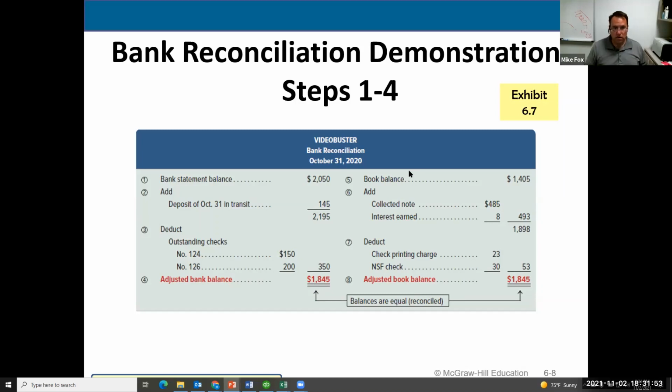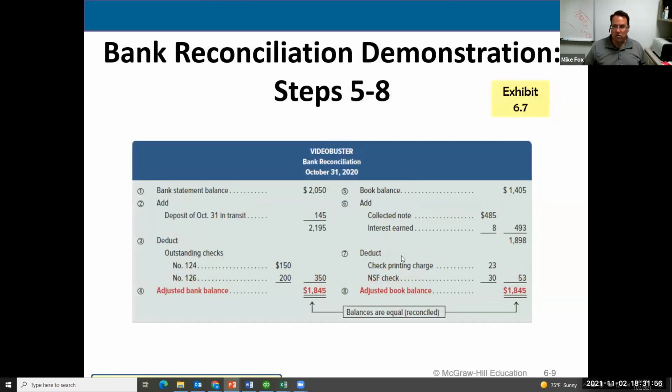Then the next step is to look at your book balance. Again, that's what it says in your cash account, you know, in your books. And then you're going to add any collected notes that showed up on the bank statement, any interest you earned, subtract out any service fees. Looks like we had a check printing charge, and subtract out this NSF check. And that's going to give you the adjusted balance. And then if there's any errors, you would adjust for those too. And then you can see once we've got the balances to match, that means we're reconciled.